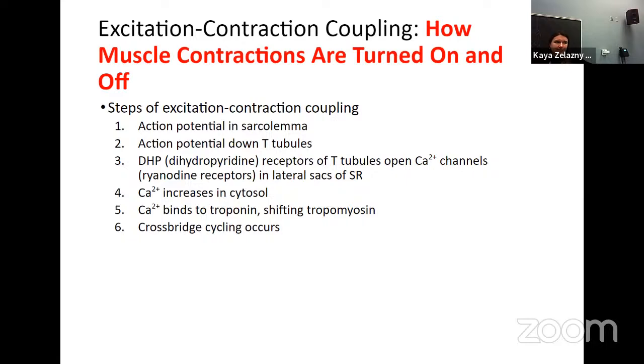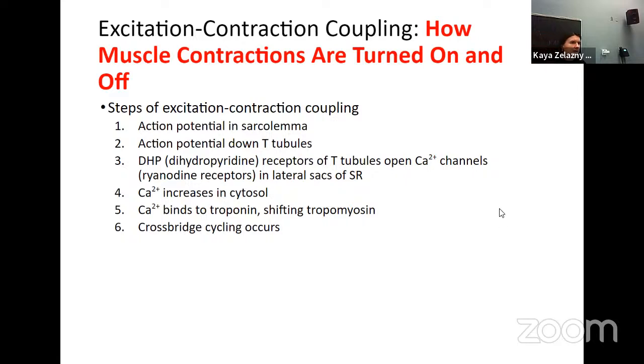Then that calcium is going to be released, so it's going to be increasing in the cytosol, inside of our muscle cell. When we have calcium floating around in the cytoplasm and the cytosol, it's now going to bump into the troponin on our actin filaments. As it bumps into that troponin, it binds to it, shifts tropomyosin aside, exposing the myosin binding sites, which allows us to begin the cross-bridge cycle.